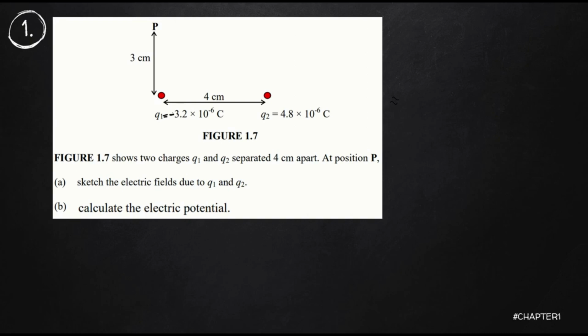The first question of the week is to revise chapter 1, Electrostatics. Okay, the question is: figure 1.7 shows two charges, Q1 and Q2. Q1 is negative 3.2 times 10 to minus 6 and Q2 is 4.8 times 10 to minus 6 coulomb. They are separated by 4 cm.